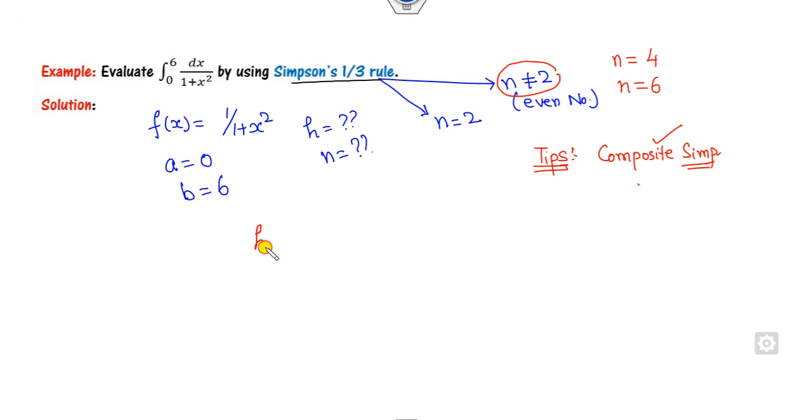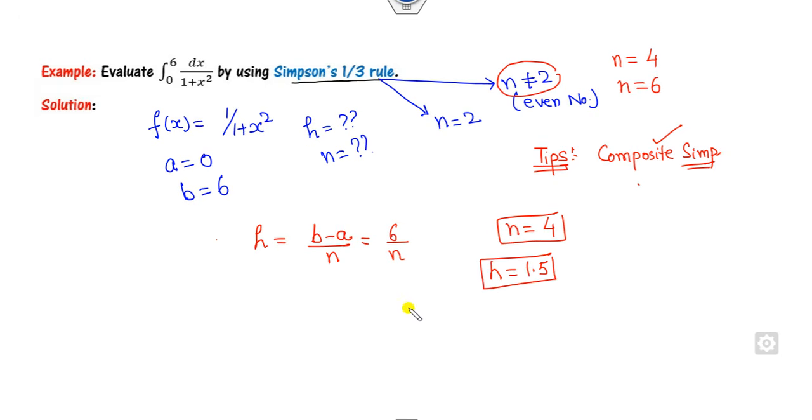How can you choose? That is based on this formula. So what is the n? b minus a is this. So look at that. If I choose n is my 4, then what is my h? h will be my 1.5, fine. If I choose n is my 6, what is my h? h will be 1. So if you feel 1.5 makes some calculation difficult, then you may choose n is my 6, otherwise you may choose n is 4.